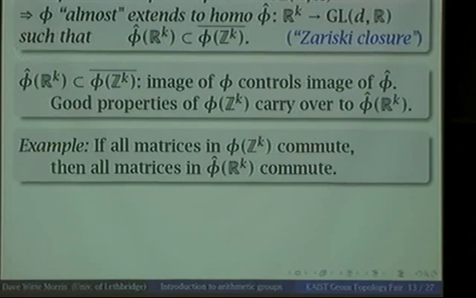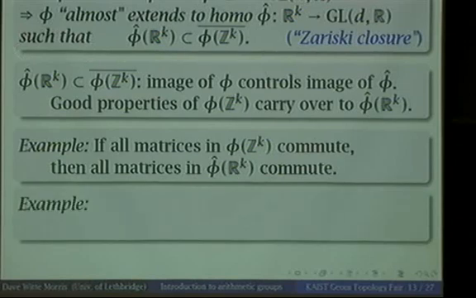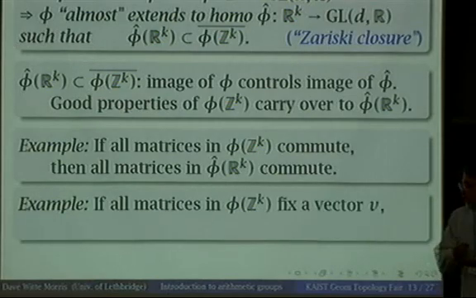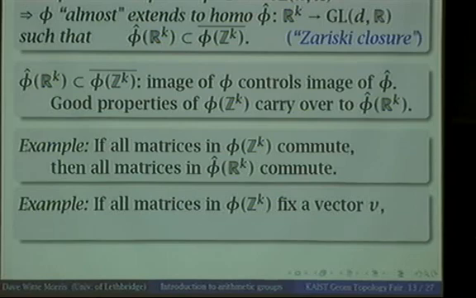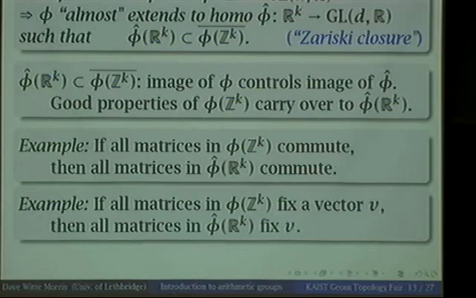That's a basic fact of algebraic group theory. There's another example. If all your matrices, originally, fix some vector v, then all the matrices in the image of the new map will also fix that same vector v. That's the kind of thing that we have here.